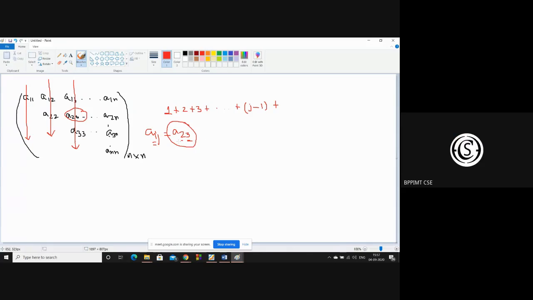If A23 denotes two entries at column 3, then at column J, I number of entries will be there. Clear? So the formula will be J into J minus 1 divided by 2, plus I. Is it clear to you or not? Yes, sir. Okay.